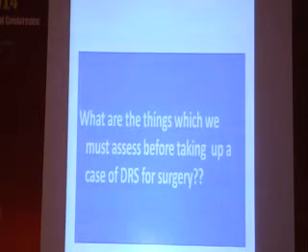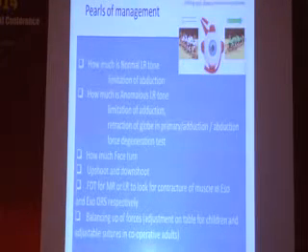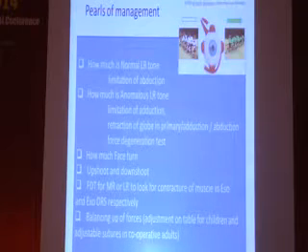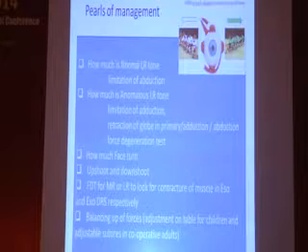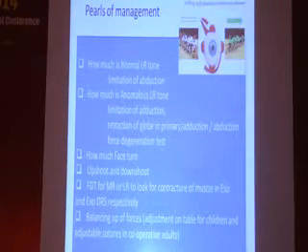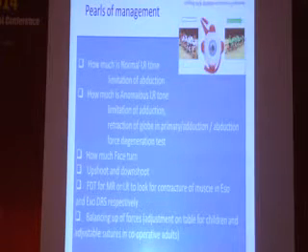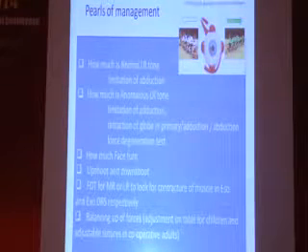Now, what are the things we must assess before taking up a case of DRS for surgery? The pull of the muscle, we should check for the normal LR. That can be clinically checked by limitation of adduction. And how much is the anomalous LR? That can be checked by limitation of adduction. How much is the retraction of globe in primary, adduction and abduction, and the force generation test. Now we should also check for how much is the face turn, upshoot, downshoot.